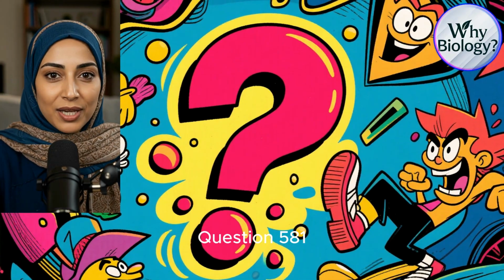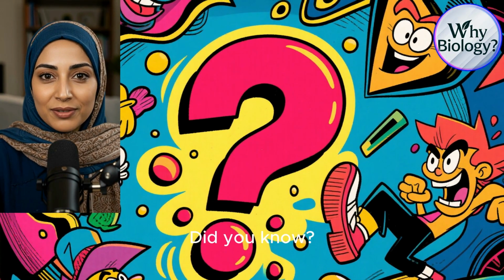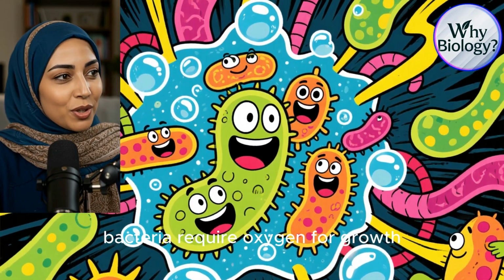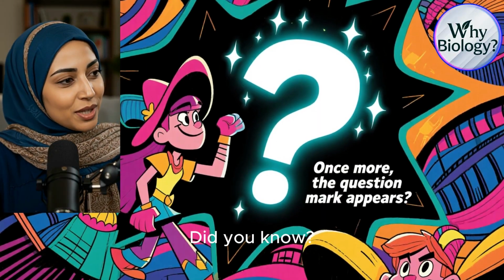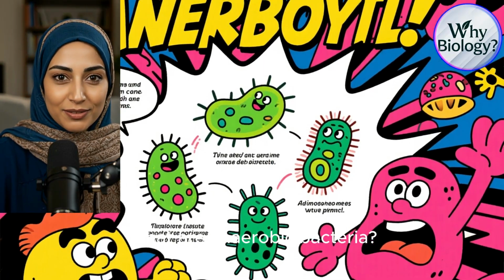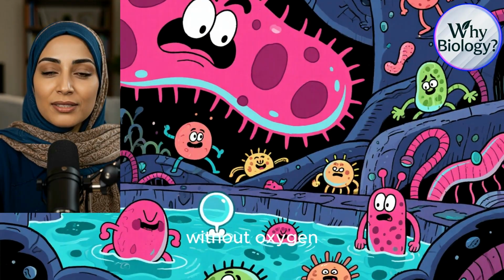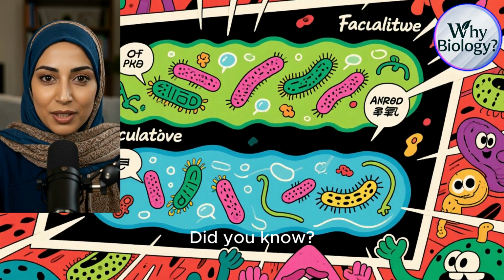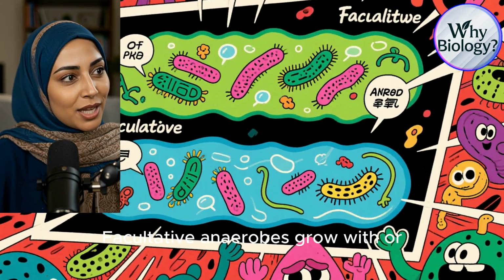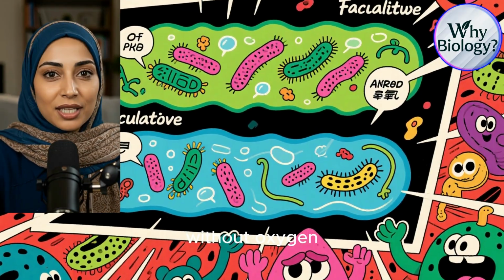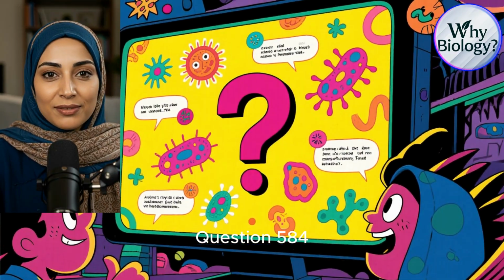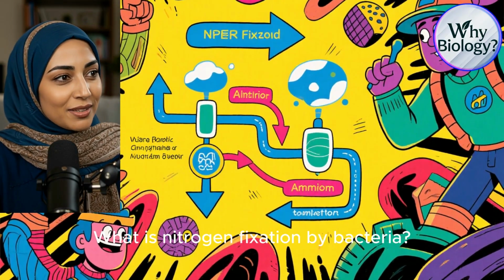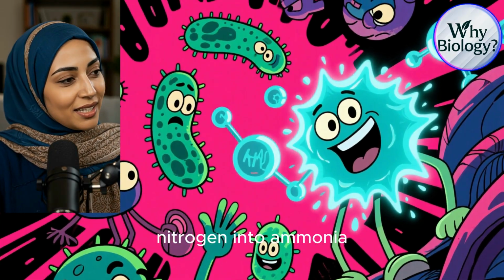Question 581. Did you know? What are aerobic bacteria? Aerobic bacteria require oxygen for growth. Question 582. Did you know? What are anaerobic bacteria? Anaerobic bacteria grow without oxygen. Some are killed by oxygen. Question 583. Did you know? What are facultative anaerobes? Facultative anaerobes grow with or without oxygen. Question 584. Did you know? What is nitrogen fixation by bacteria? Nitrogen-fixing bacteria convert atmospheric nitrogen into ammonia.